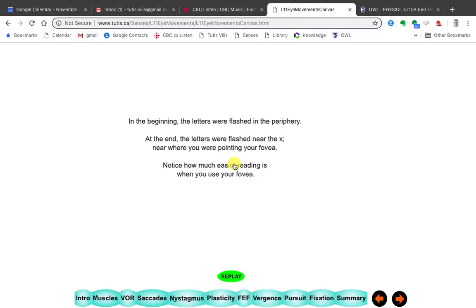Okay, some saw a few O's correctly, but you notice that that was at the very end of the session. And the reason for that was that initially the O's and the C's were way off in your peripheral retina. And only when they got close to your fovea could you see the difference between the two. So that shows you how important the fovea is for things like reading.